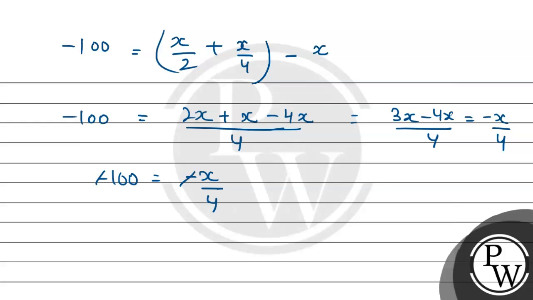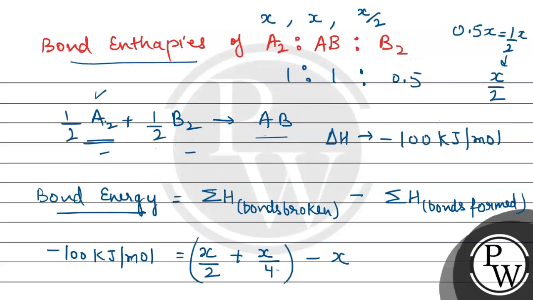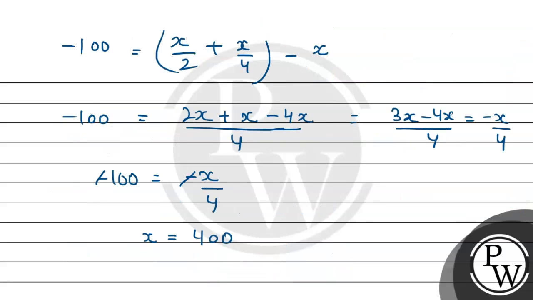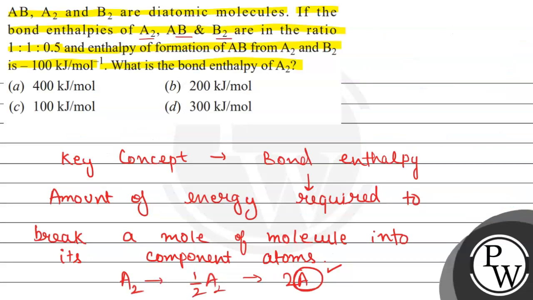So minus से minus sign cancel हो गया, 4 multiplication में गया 100 से, so x will be equal to 400, and it was in kilojoule per mole. So ये हमारे पास bond enthalpy आ गई जिसे हमने x let किया था for A2, and it is asked for the bond enthalpy of A2 only. So the answer of this question will be option A, that is 400 kilojoule per mole. Let us mark the option A as the final answer of this question.